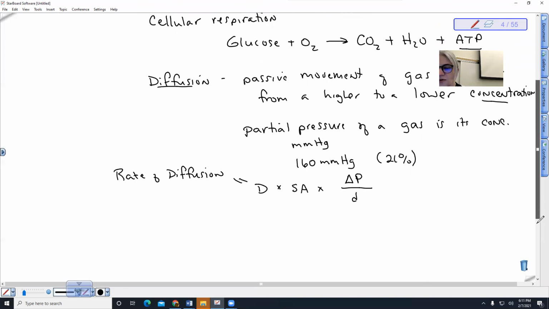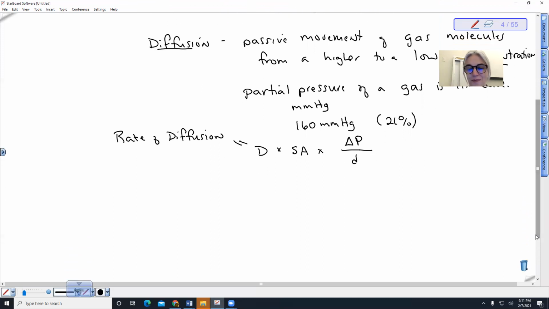So let's look at what those are. Big D is a constant. You don't need to worry about that one. That is the characteristic of a membrane. And in our case, our respiratory membrane is deep inside of our body, deep in our lungs, and it's called the alveoli. The SA, that is your surface area.